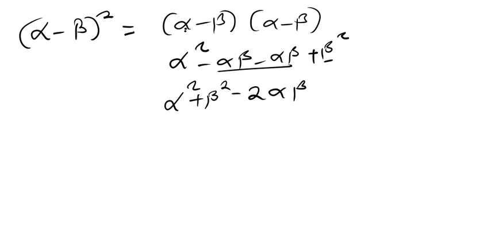Who remembers an identity for alpha squared plus beta squared? Who remembers that identity? Yes, can you tell me?